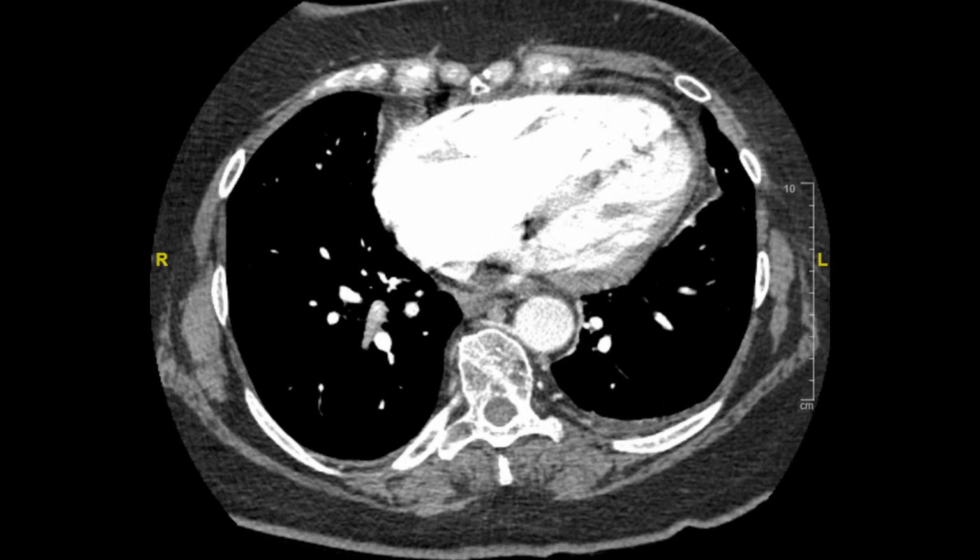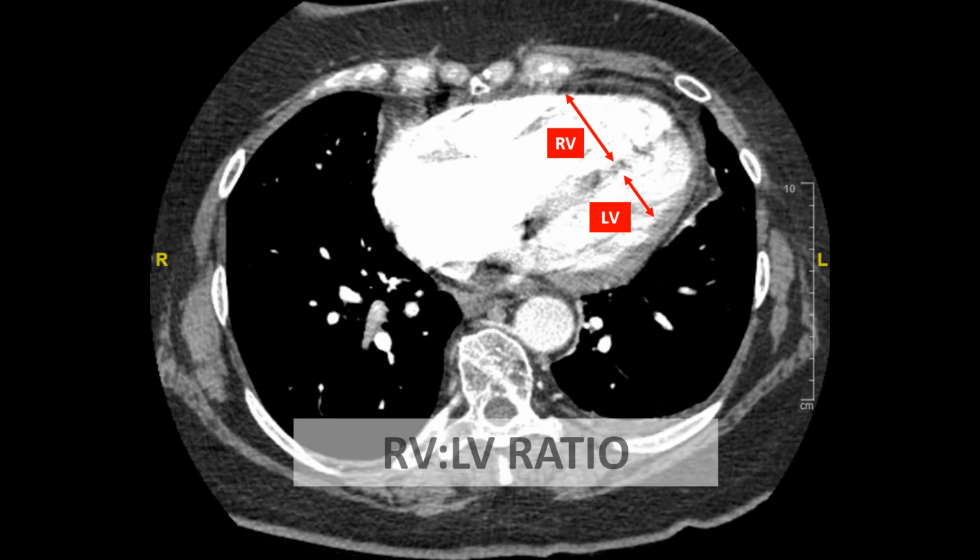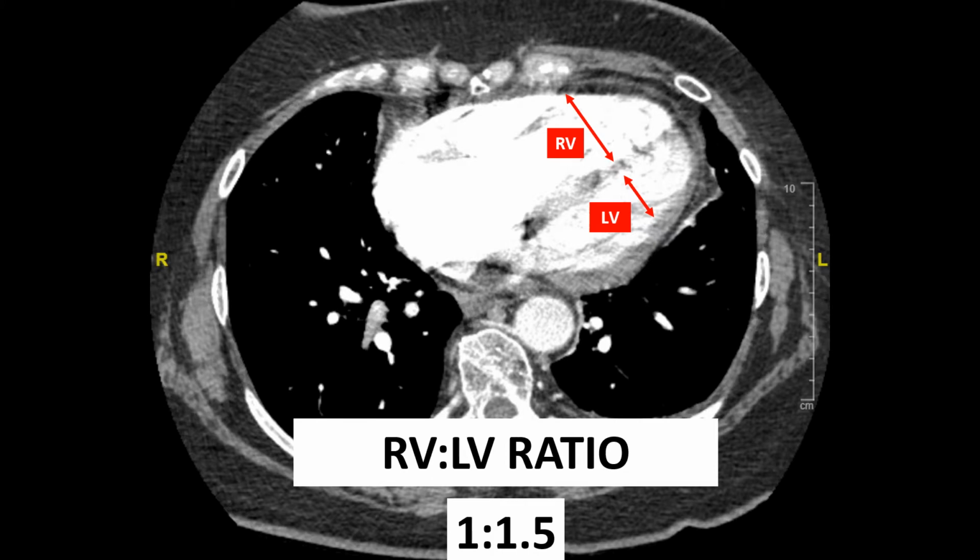Here is another axial image of a CTA of the chest. You can see the right ventricle and the left ventricle, and you can see how much larger the right ventricle is than the left ventricle. Usually the LV is larger than the RV, with a ratio of RV to LV of 1 to 1.5.